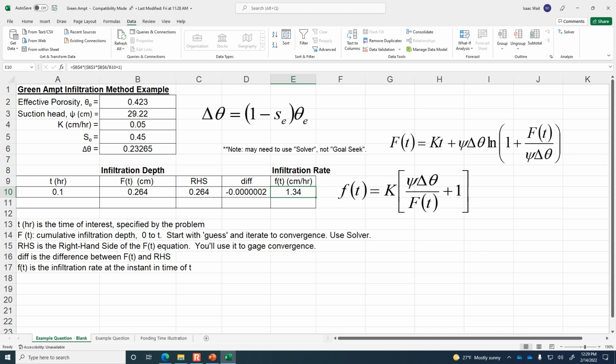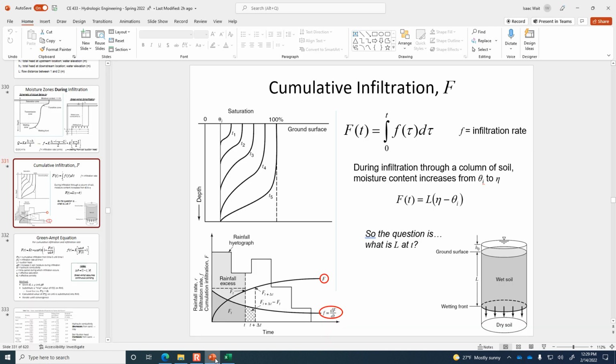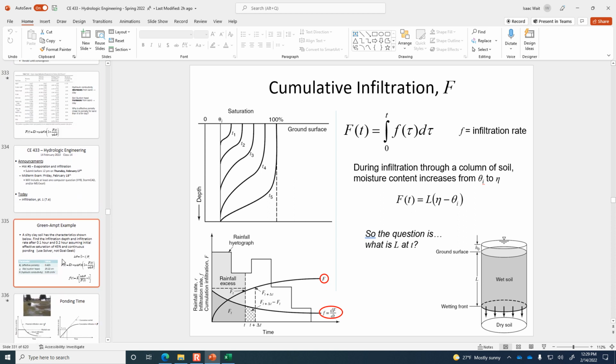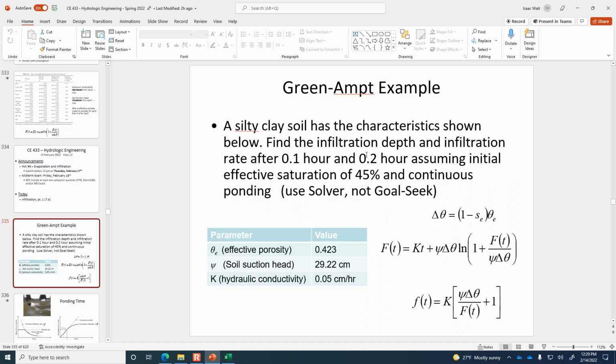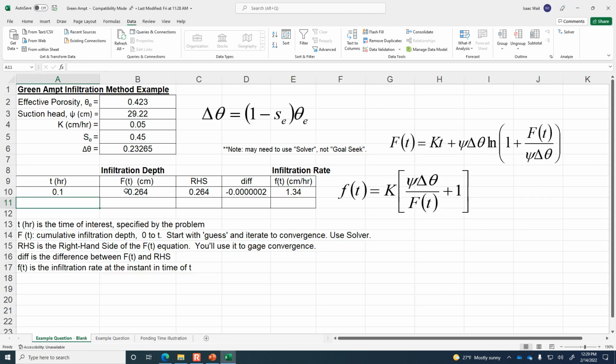And as you'd maybe guess, this second part of the question is going to be pretty straightforward because we've got these anchored references. So now find the infiltration depth and rate at 0.2 hours. Our first time was 0.1, now at 0.2 hours, so now we're talking 12 minutes into the storm. This first one's just a guess, and we started off with 1 centimeter. That's a fine place to start. Drag this formula down, and that one.